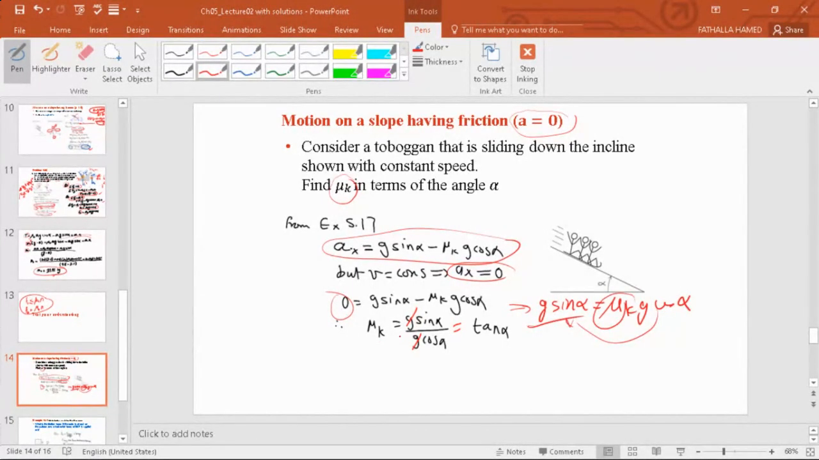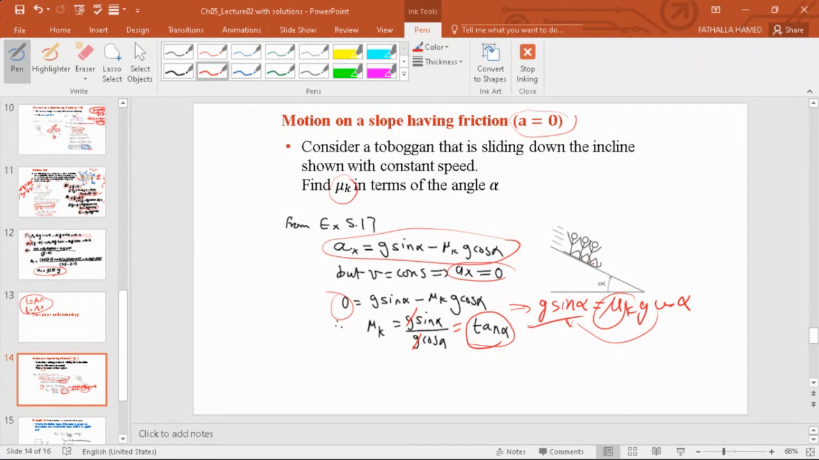And that's why you have mu k equal to g sine alpha over g cosine alpha. The g cancels out, and sine alpha over cosine alpha will give you tan alpha. So the mu k in this case is equal to tan alpha if the object is sliding down with constant speed.